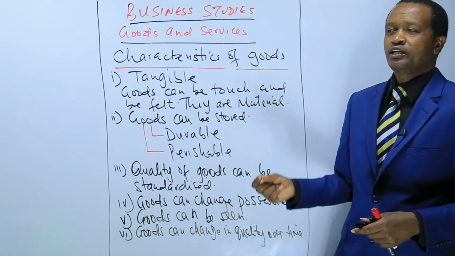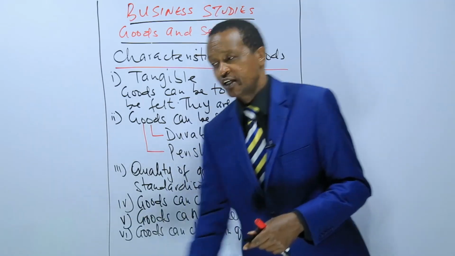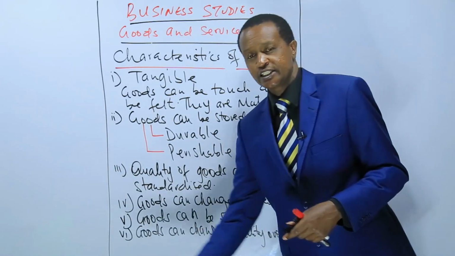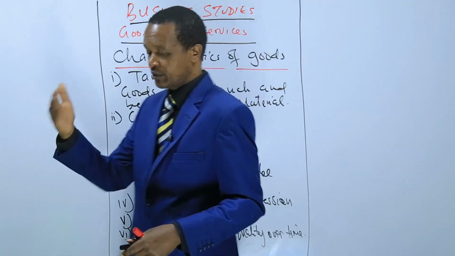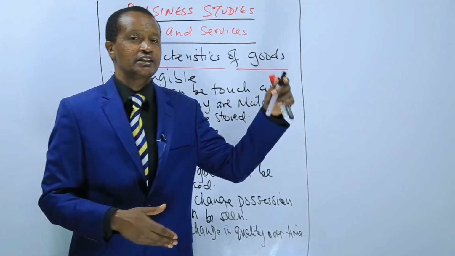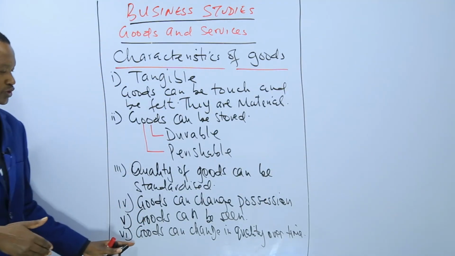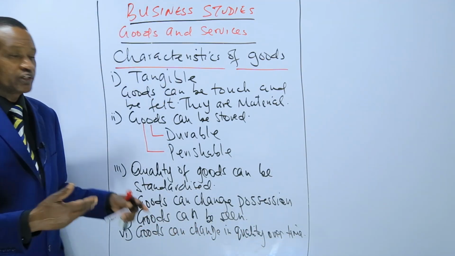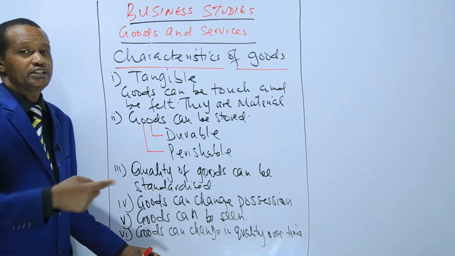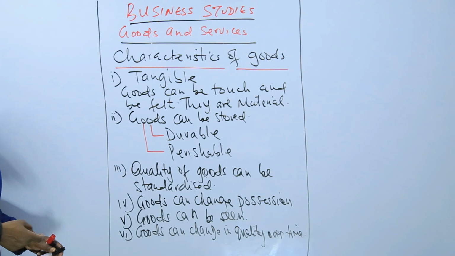There are some goods that increase over time. They increase in value over time, and a good example is land. Land is one of those goods that do not lose value over time. However, land increases in value over time. So generally, goods change in quality or value over time, with a few exceptions like land that increase in value over time. So learners, these are the characteristics of goods.